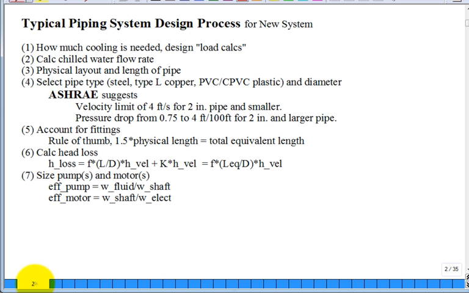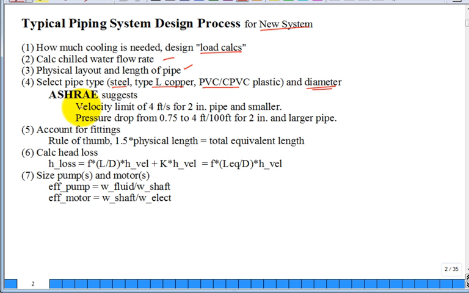So this is a summary. For a new system, when you're designing a new system on paper, get the load calcs done. How much cooling and heating do I need on those extreme summer days and extreme winter days? Then calculate your flow rates. You're going to do the same thing for steam flow rates or hot water flow rates for the winter day, but you're going to do it also for chilled water for the summer day. Do the layouts, how long they are, where do they need to go, how are you going to route it. Basically select the pipe. It's going to be a steel or copper or PVC, and then essentially the diameter.